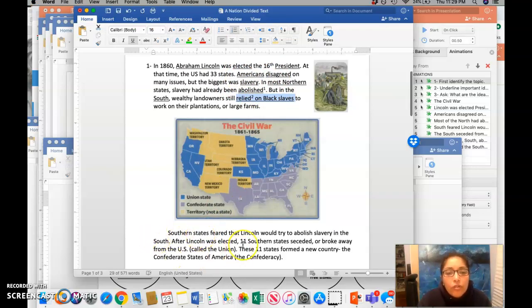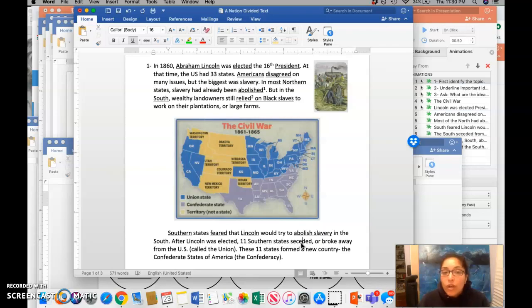What are two important ideas that you think I should underline from this paragraph here? What do you think? Okay, let's see if we got the same important ideas. Another important idea is that the South feared Lincoln would abolish slavery. And that is the cause of this huge effect, that the South seceded. That's a huge deal. So, step one, we identified the topic. Step two, we identified the important ideas.